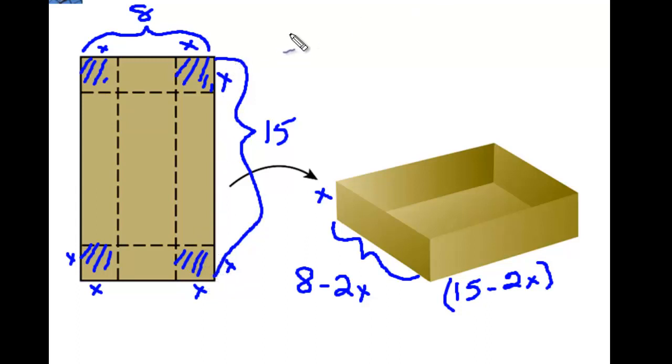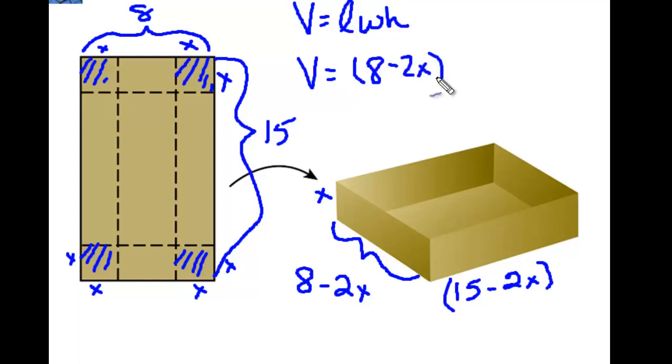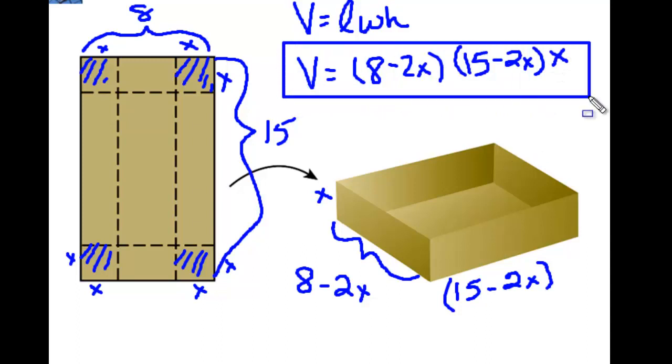So the volume of a box is length times width times height. So we're going to have 8 minus 2x, which is our length or width. It really doesn't matter. The other dimension is 15 minus 2x, and the height is x. So this right here is our volume, our function in terms of x.